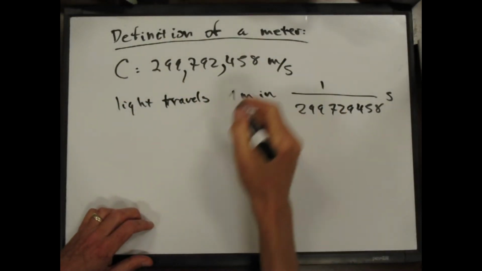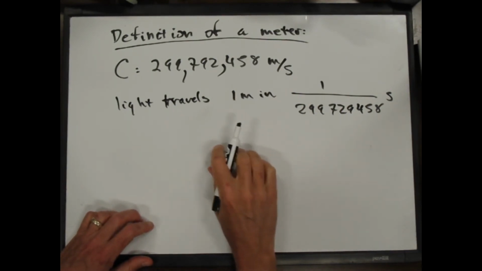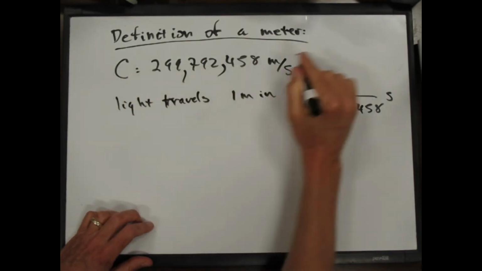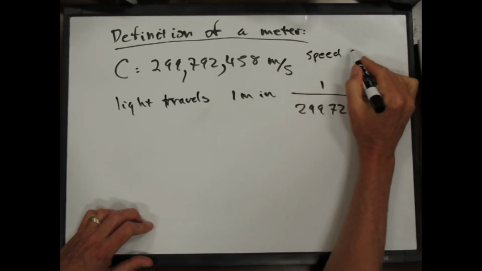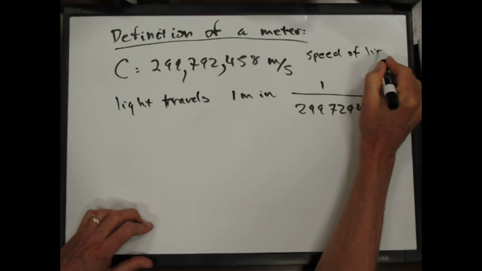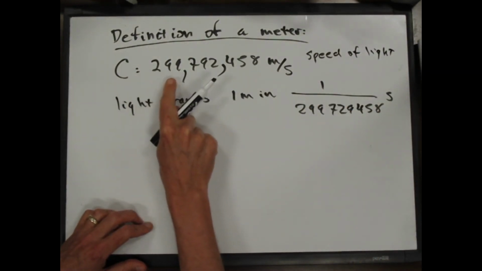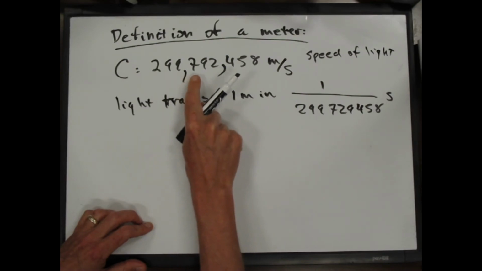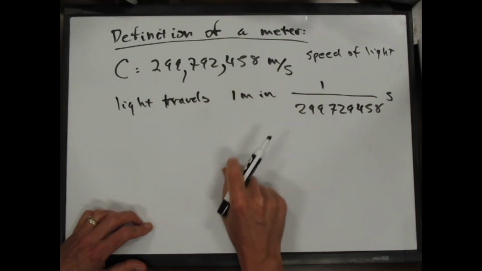So we're going to talk about the definition of a meter. We've already defined a second. And so the speed of light, this is the speed of light in SI units by definition. That is to say, we define the speed of light to be 299,792,458 meters per second. And this definition defines what a meter is.